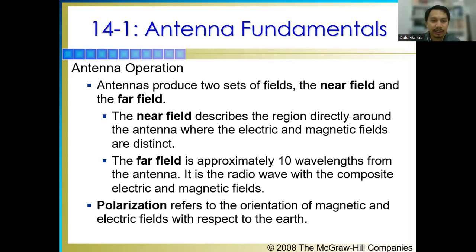So polarization. This is an important term related to the antenna. Polarization refers to the orientation of magnetic and electric fields with respect to the Earth. So we'd be hearing things such as horizontally polarized and vertically polarized antenna. So what does that mean? Vertical polarization refers to the oscillation of the antenna's electric field on the vertical plane.